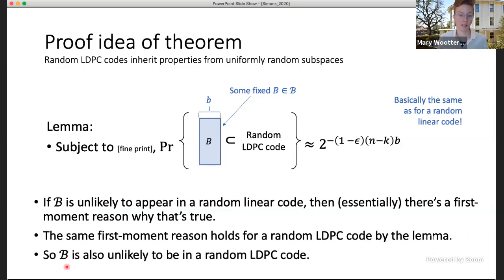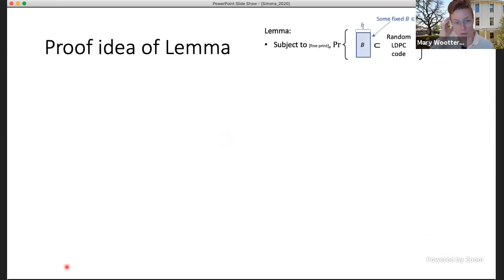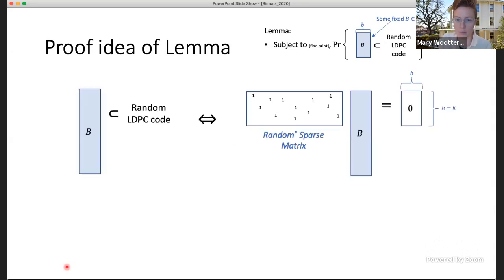So then we conclude that curly B is also unlikely to be in a random LDPC code. Or I guess in more detail, we'd conclude that curly B prime is not going to be in this random LDPC code, and then therefore curly B is not either. So this just goes immediately from that. So how do we prove the lemma? Just, I guess, some real quick intuition.